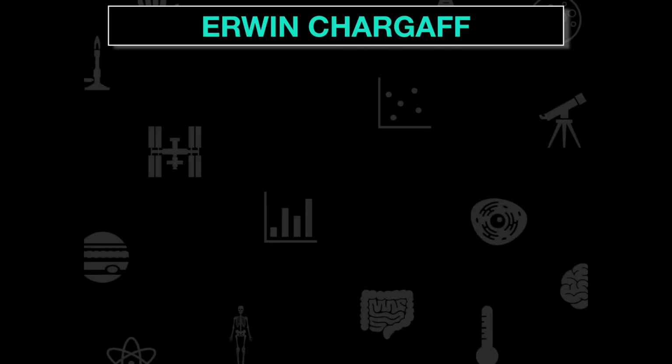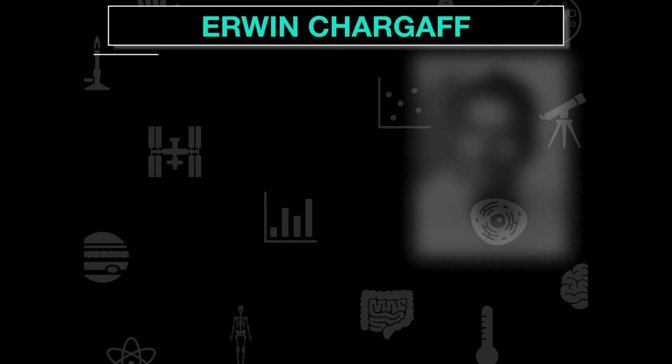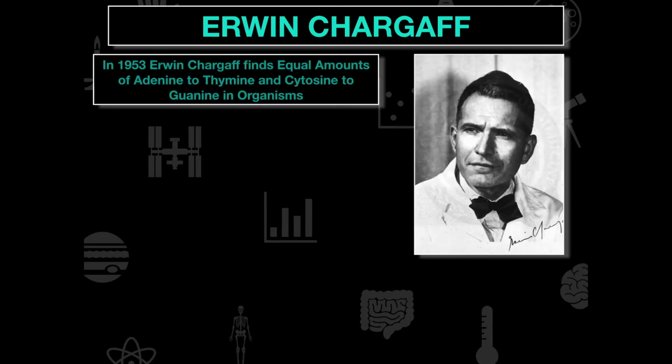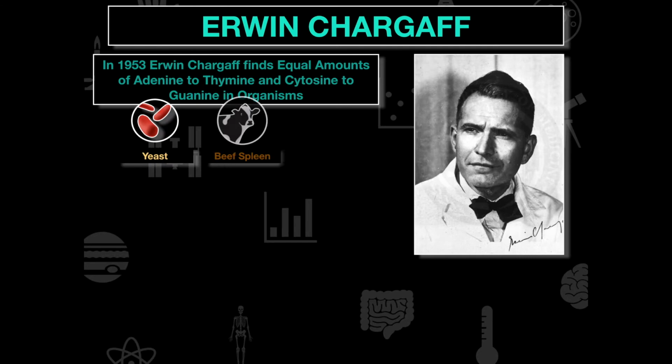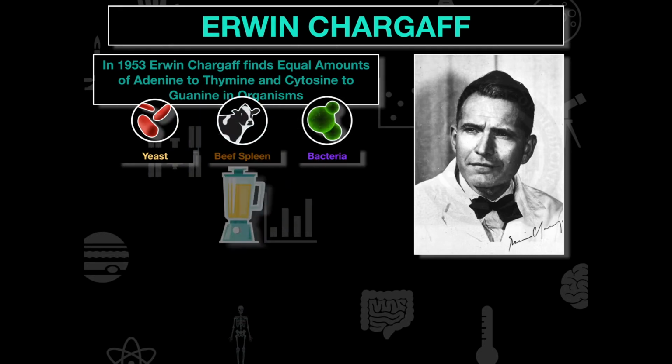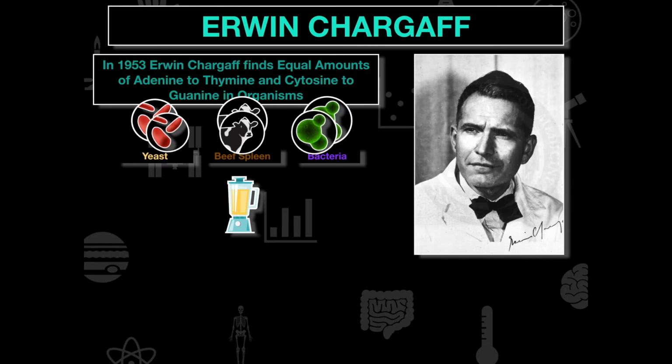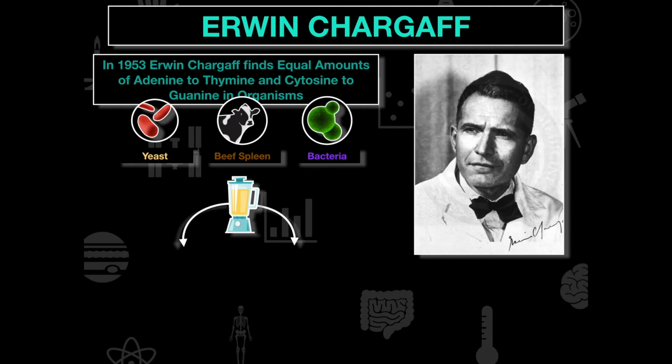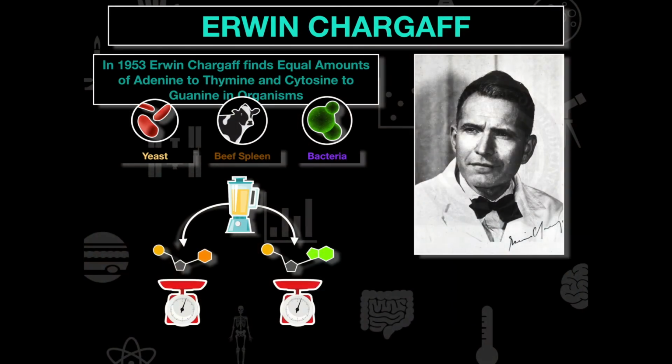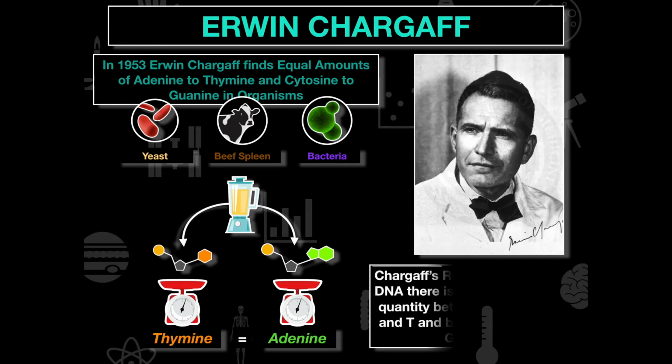So we have to understand the research by Erwin Chargaff. And Chargaff found that there's equal amounts of adenine and thymine and equal amounts of cytosine and guanine in organisms. And what he did was he took yeast, beef spleen, bacteria, put them in a blender, ground up that organic material, and when he ground up the organic material, he was able to look at each of the nucleotides. And what he found was that each of these nucleotides, the A's and the T's, the adenines and thymines, and then the G's and the C's, the guanine and the cytosines, were in equal proportions.